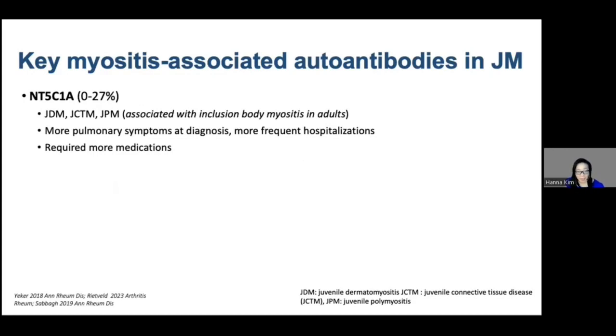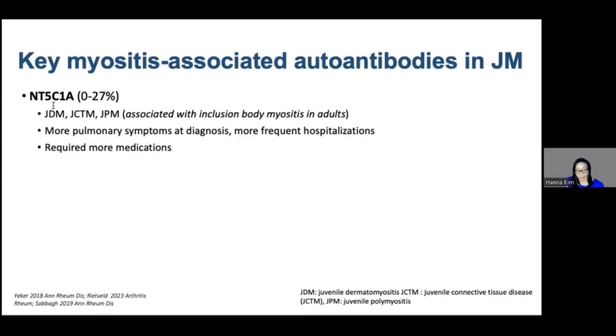Next, anti-NT5C1A has a variable frequency between 0 and 27%. It's seen with juvenile dermatomyositis, overlap myositis, and juvenile polymyositis. You may have heard of this in adults because it was first described as primarily being associated with inclusion body myositis, a particular type of myositis seen only in adults. It's not seen in kids.